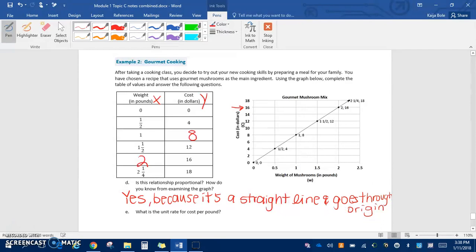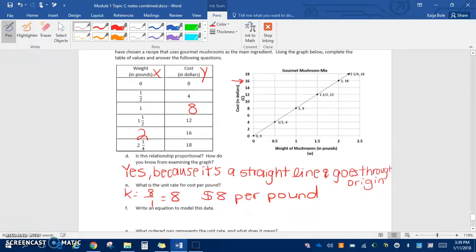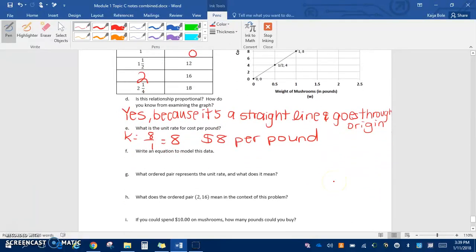All right. Now part E says, what is the unit rate for cost per pound? So now, this is where we have to find our K. So our K is y over x. So let's try to pick a nicer one here, maybe like the 8 over 1. So our K is 8. So that means that it costs $8 per pound. The next question says to write an equation. So we know it's y equals 8x because our K equals 8.